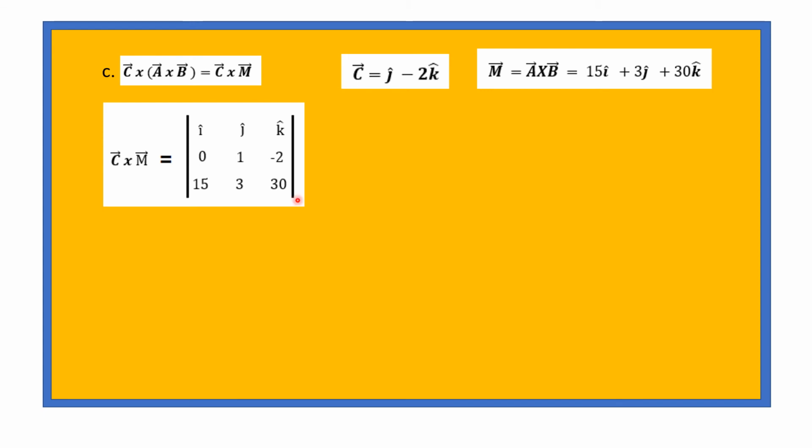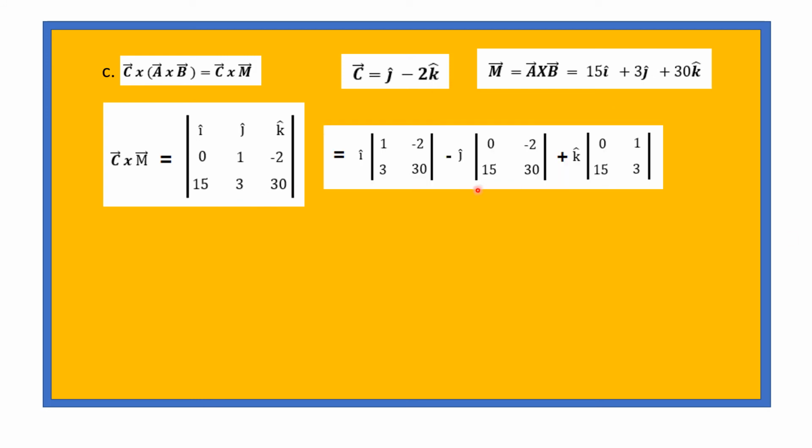So we have C cross M, and we express the cross product in determinant form. On top, we have I hat, J hat, and K hat, followed by the components of vector C, because we are asked to find C cross M, not M cross C. If this were M cross C, then we would begin with 15, the components of M. That's why we have vector C first, then M. The components of vector C are 0, 1, and minus 2. For vector M, we have 15, 3, and 30.